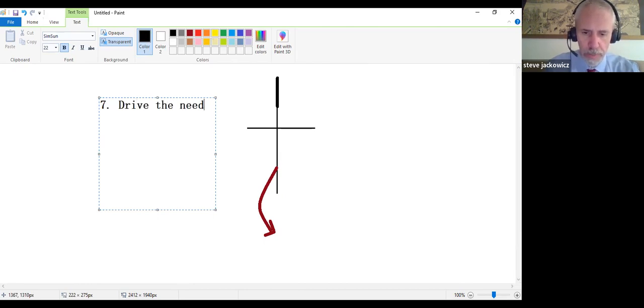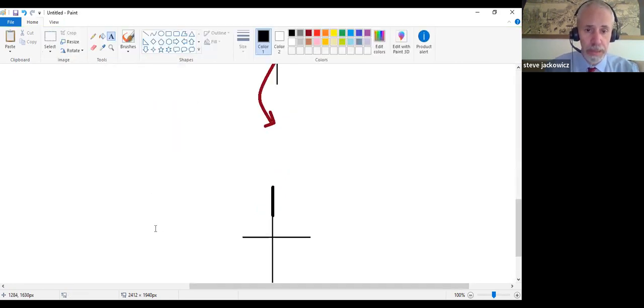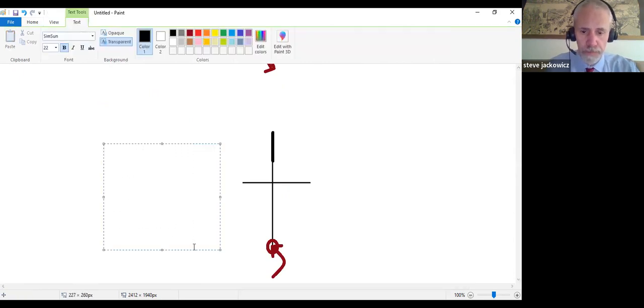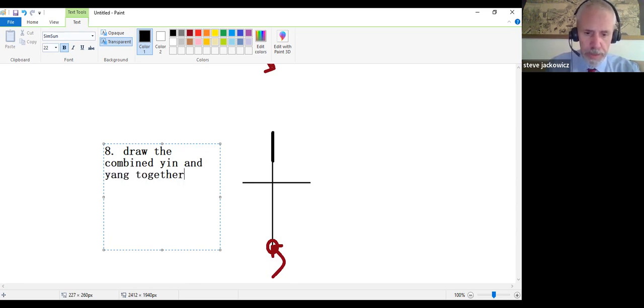Drive the needle down to bring down the yang and seek the yin. And last, 8. Draw the combined yin and yang together to the center point and Da Qi. All right, there we go.